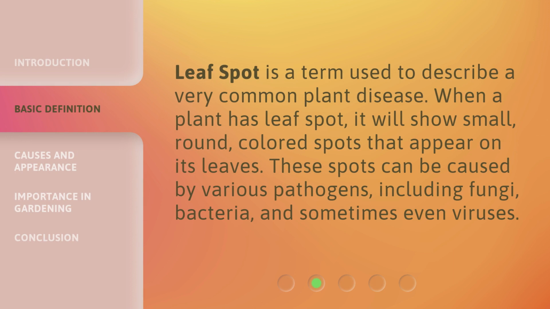Leaf spot is a term used to describe a very common plant disease. When a plant has leaf spot, it will show small, round, colored spots that appear on its leaves. These spots can be caused by various pathogens, including fungi, bacteria, and sometimes even viruses.